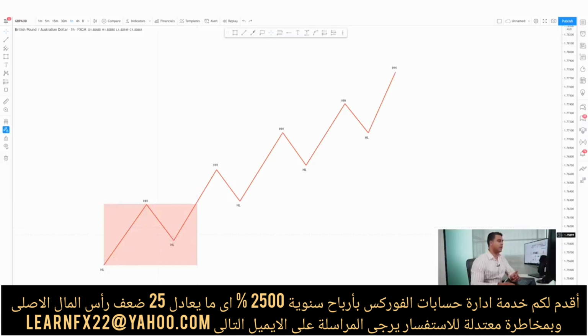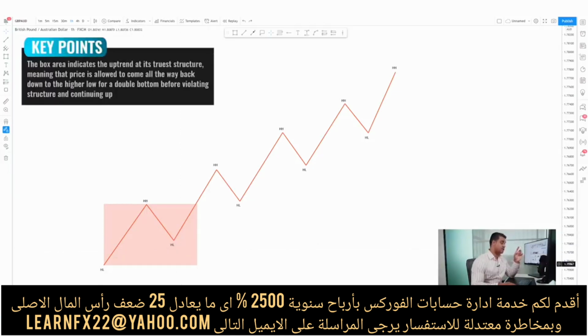If you plan to enter a buy, it's completely fine. However, if you plan to enter a buy in this area and you decide to place your stop loss, let's say up here, or here, or here, what you have to understand in the back of your mind is that this box, this area here, indicates the uptrend at its truest structure, meaning that price is allowed to come all the way back down to the higher low for a double bottom before violating structure and continuing up.